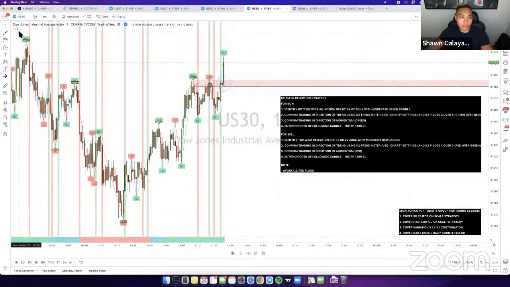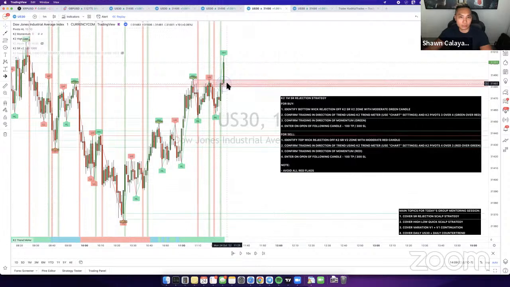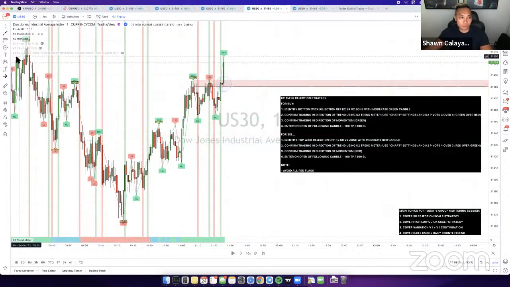But if you guys want to leave it on, I typically leave it on. But it's really up to you guys. It's up to preference. I like a clean chart, so I typically just draw my own zones. But if you don't care about that, you can just leave the indicator on and you can see that there's still a zone right there, right? So first requirement, identify a bottom wick rejection off the SR zone with a moderate green candle.